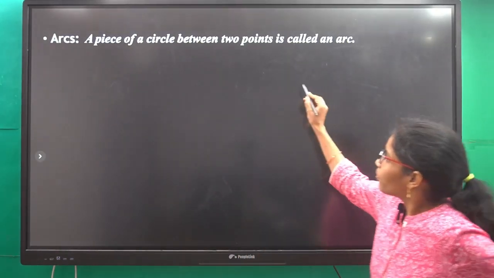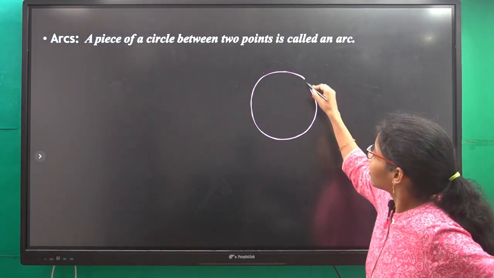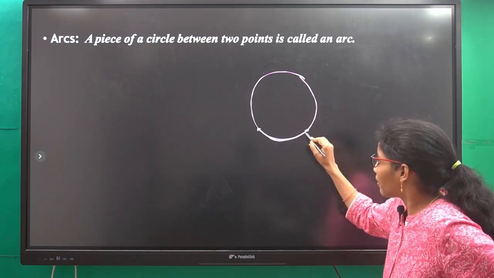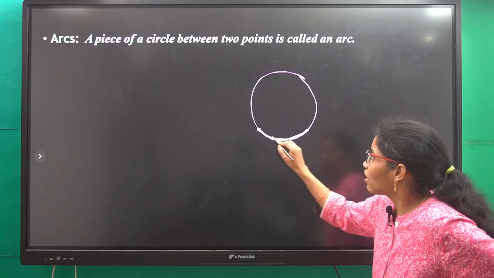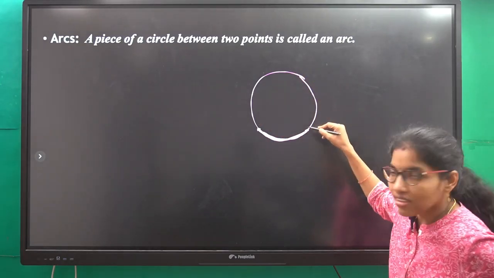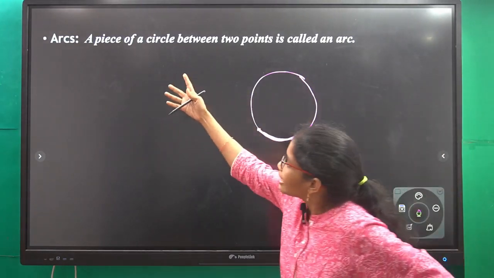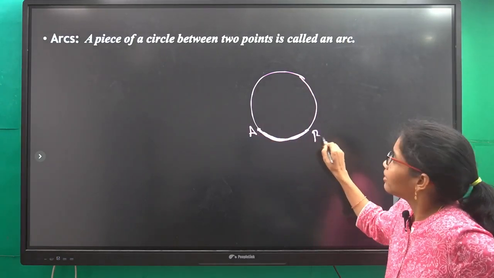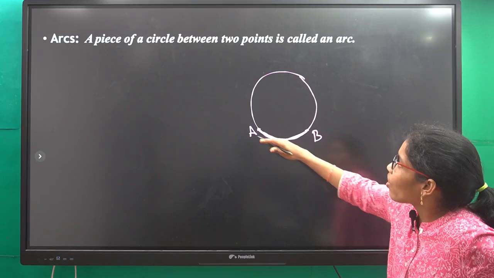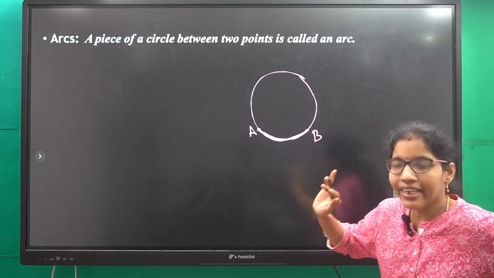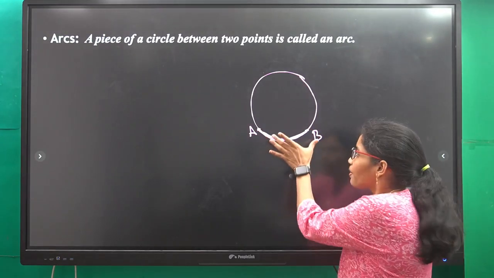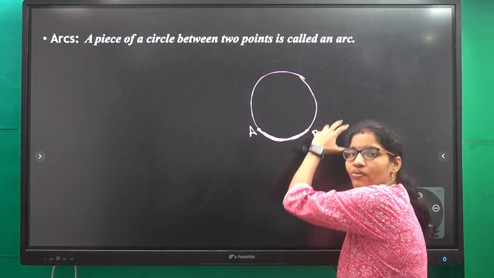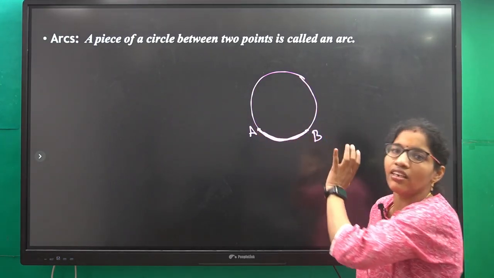Arc is nothing but, suppose a circle is there like this. I have 2 points like this. This part is called arc, and this part is also called arc. Okay, a piece of circle between 2 points. I am taking 2 points here, A and B. Between 2 points is called what? An arc. Okay, and you can say another way also. The part of the circumference of the circle, right? This is the part of the circumference of the circle. You can call it as an arc.